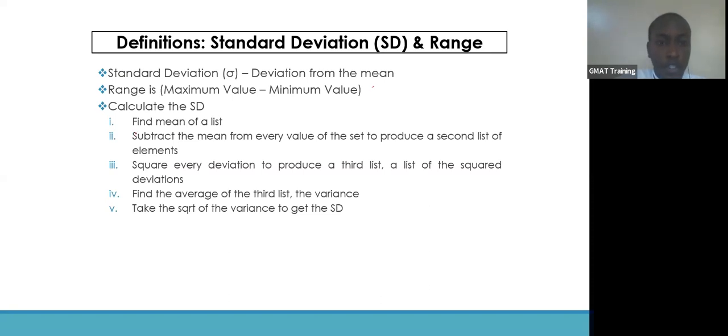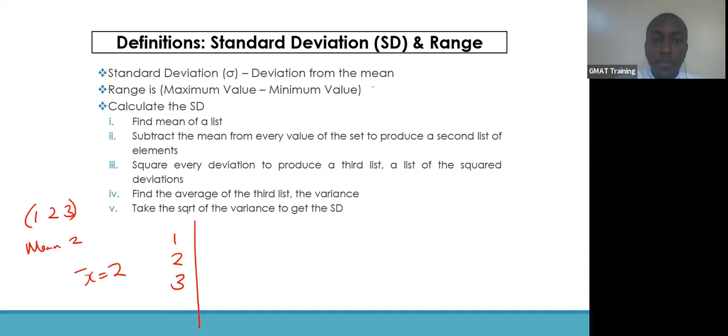And so for the calculation of standard deviation, I'll take three consecutive integers, say 1, 2, and 3. Let's take a set with 1, 2, and 3. For the first step, find the mean of the list. The mean is definitely 2. So let's draw a table. The mean, let's do x bar equals 2.